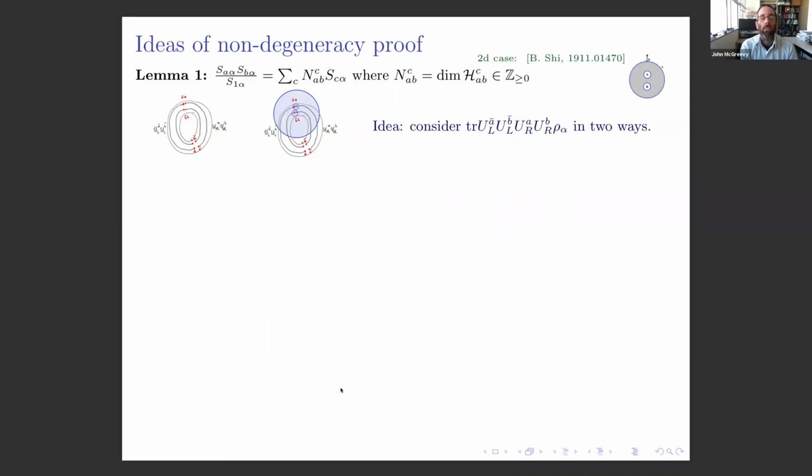Okay, so the idea of the proof, maybe I shouldn't say too much about it, but it has two parts. The first part is to consider two sets of particle excitations and think about this observable in two different ways. One of them is to realize that it factorizes into two copies of this braiding matrix. And the other one is to first fuse these particles together into some particle C, a superposition of particles C, and then multiply by the braiding matrix for C.